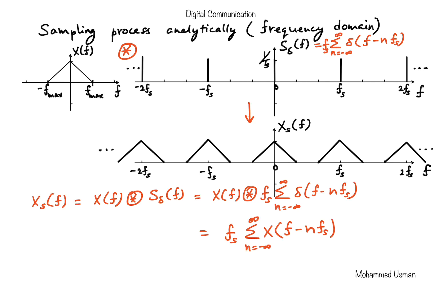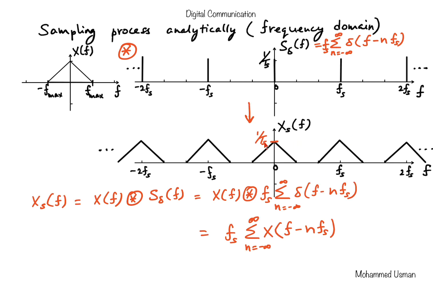Now if you notice here, when n equals 0, you will get X of f scaled by fs. Again, one thing I need to write here is that this should be fs, which is 1 by Ts. So when n equals 0, we simply get this term as X of f, which is this term. When n equals 1, it is X of f minus 1 fs. That means it is a shifted version of X of f by 1 fs. So that is that term.